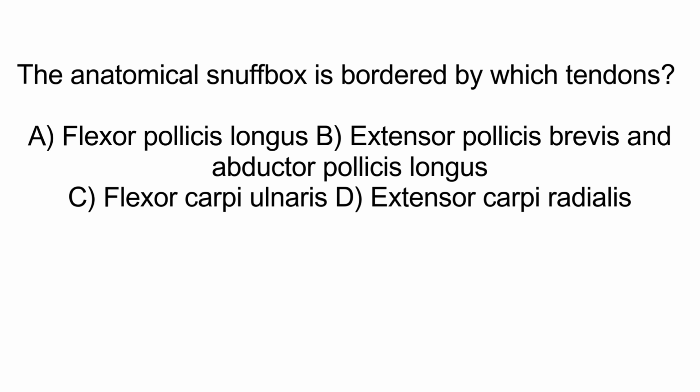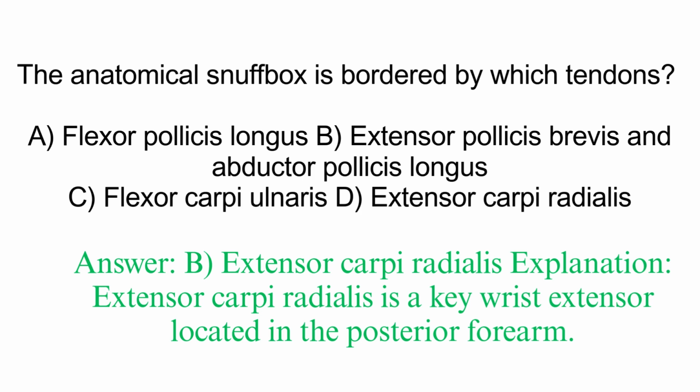MCQ 11. The anatomical snuff box is bordered by which tendons? A. Flexor pollicis longus. B. Extensor pollicis brevis and abductor pollicis longus. C. Flexor carpi ulnaris. D. Extensor carpi radialis. Answer. B. Extensor pollicis brevis and abductor pollicis longus. Explanation. These tendons form the lateral border of the anatomical snuff box.